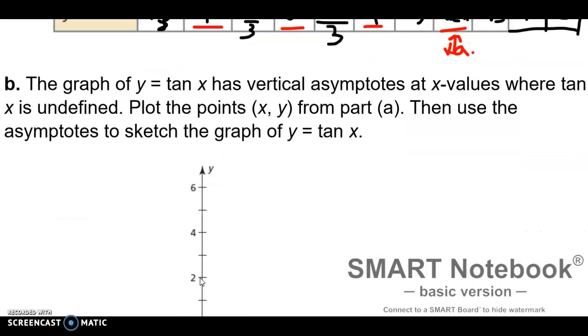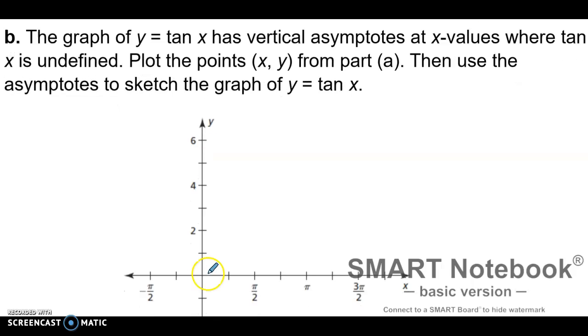The graph of tangent x has vertical asymptotes at x values where tangent x is undefined. So the first thing to graph the tangent, I'm going to graph those asymptotes. Well, we notice from our table that we have an asymptote at negative pi over 2. So there's going to be a vertical asymptote right here, and there's also going to be one right here. Remember, asymptotes are where the graph is undefined.